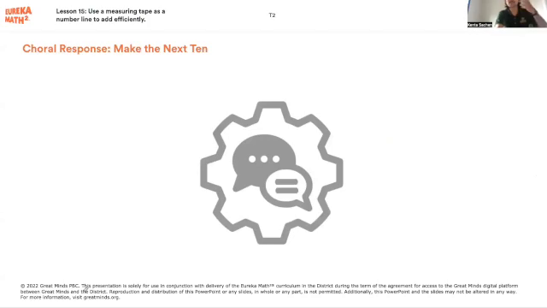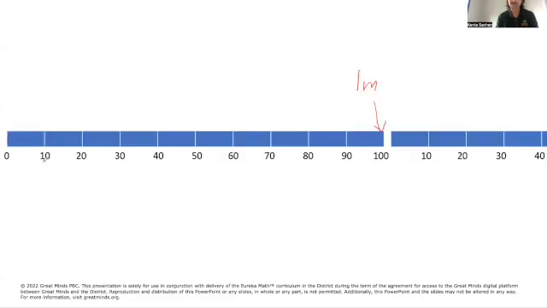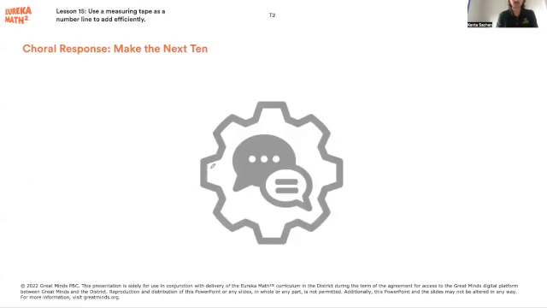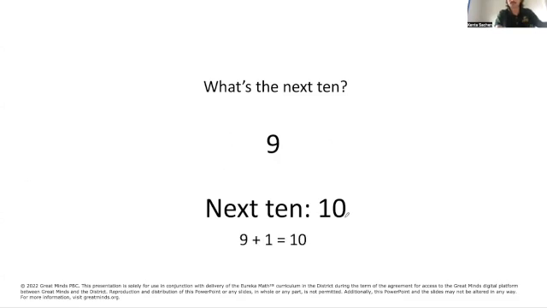This next activity is called Make the Next 10. So here's a number 9. What's the next 10 number we can get to? Well, if we're counting up by 10, and here are 10 numbers, like 10, 20, 30, 40, the next biggest 10 number is 10. How many more do we need from 9 to get to 10? Well, we need one more, right? So we can say 9 plus 1 equals 10.